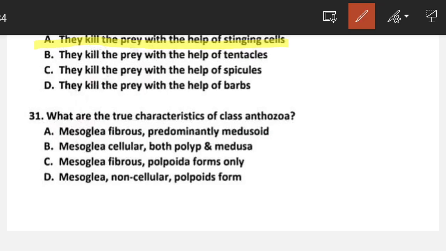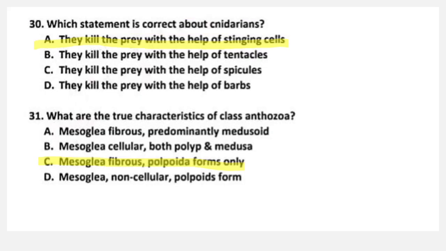So here the correct option will be option C, Mesoglea fibrous, polypoid forms only. So option C will be the correct option in this question.